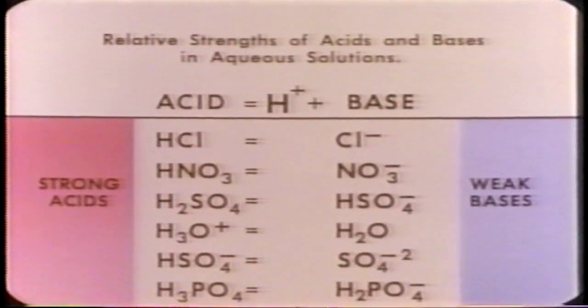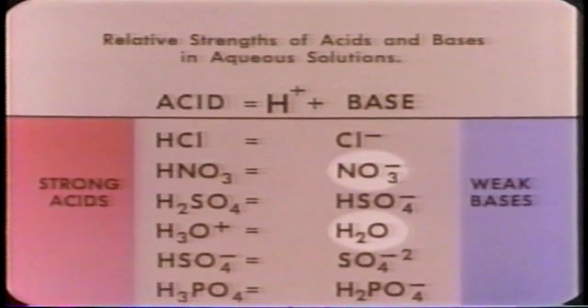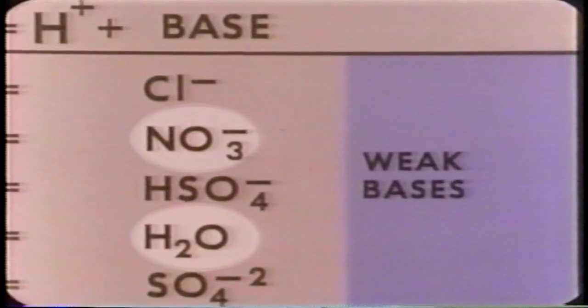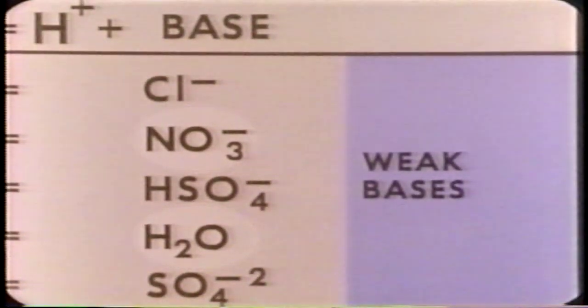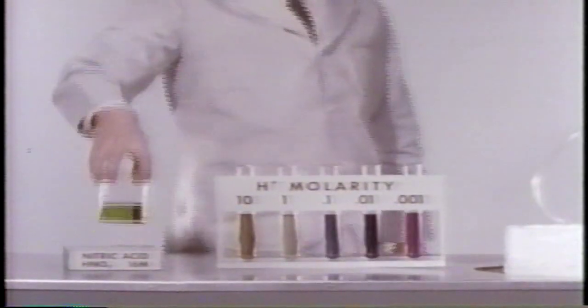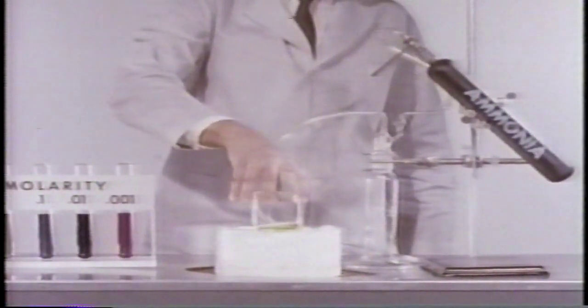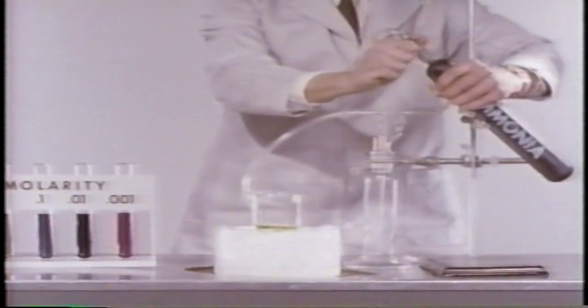This chart shows the relative strengths of certain acids and bases. We see that both nitrate ion and water are among the weak bases, with nitrate the weaker of the two. Looking down the list for a stronger proton acceptor, preferably a base containing a high percentage of nitrogen, we find NH3, ammonia. If we add ammonia gas to concentrated nitric acid, the acidity should decrease.